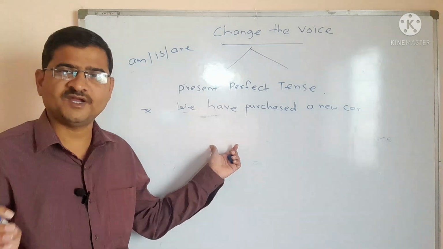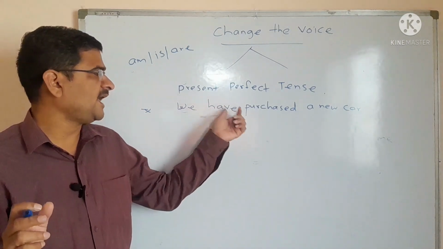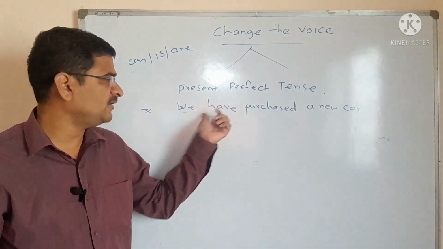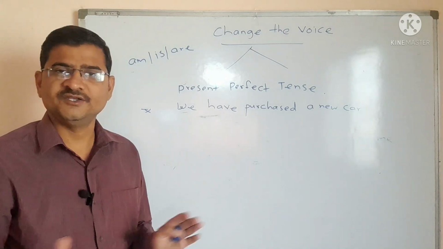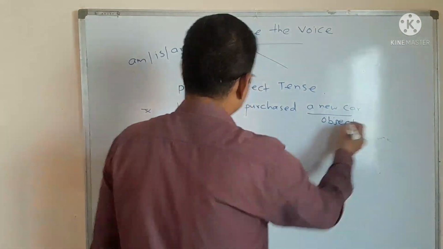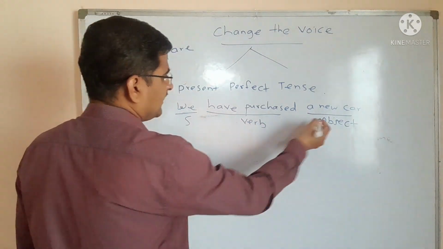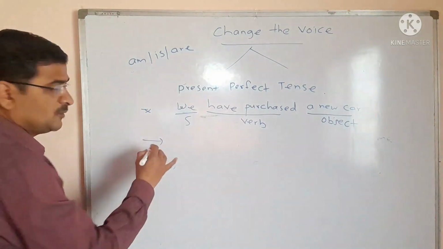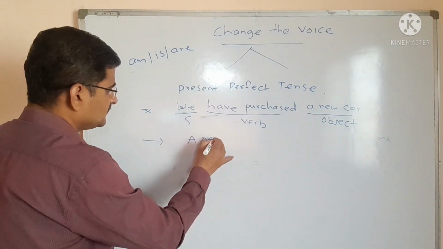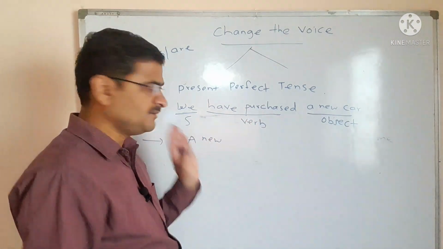First of all, we have to find out an object from the given sentence. What have we purchased? We can ask the question with what. What have we purchased? The answer is a new car. Therefore, a new car is an object. Okay. See here, we is the subject, have purchased is the verb. Okay. And object is a new car. Object becomes a subject in the passive voice. A new car, object of the active voice becomes subject in the passive voice.